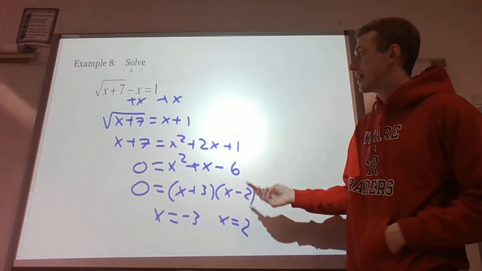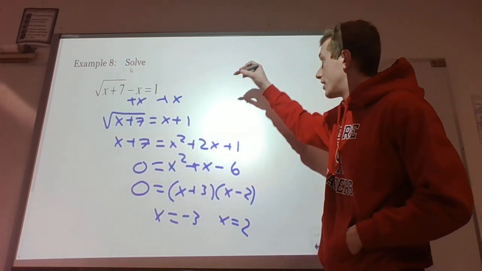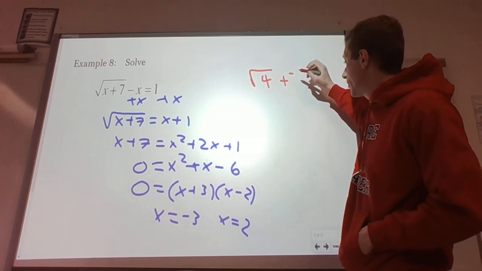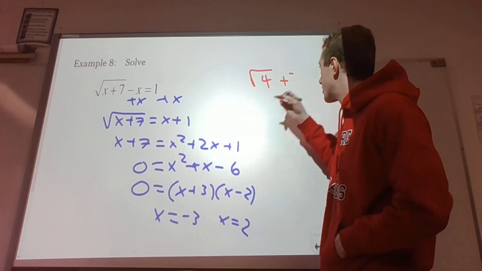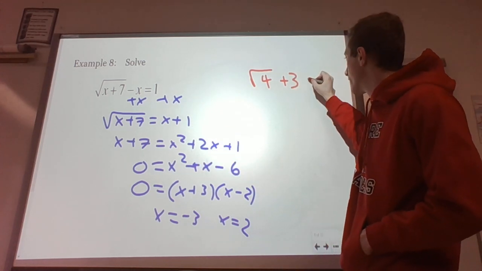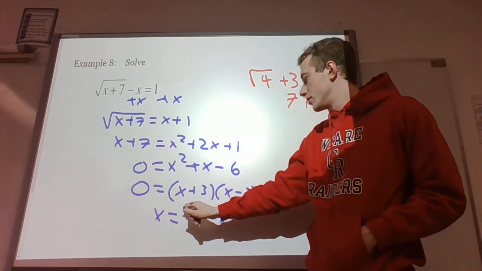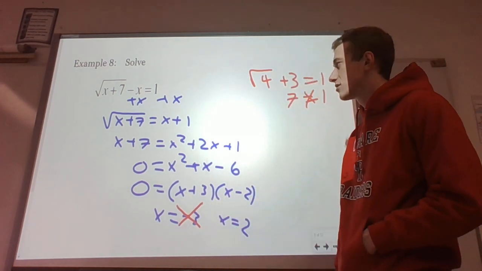Okay, -3. -3 plus 7 is 4, so we have root 4 plus a minus a -3 would be plus a positive 3 equals 1. So is 7 equal to 1? No, it is not. So -3 must be an extraneous solution.